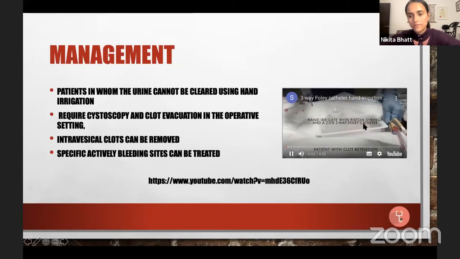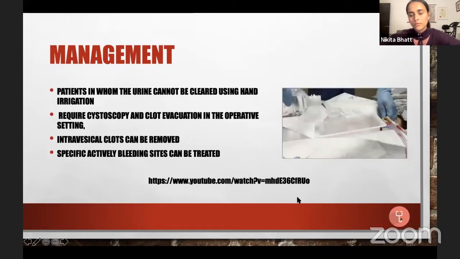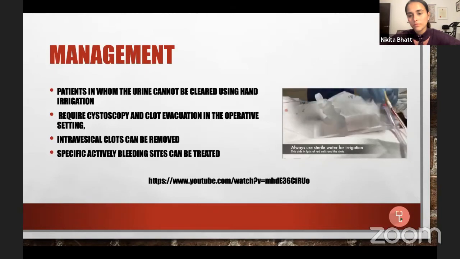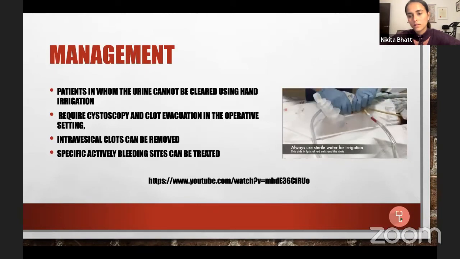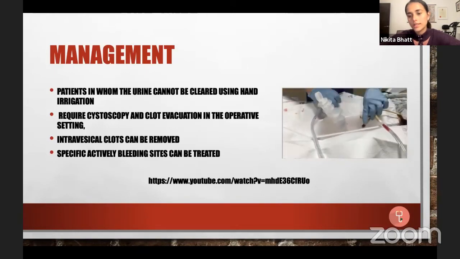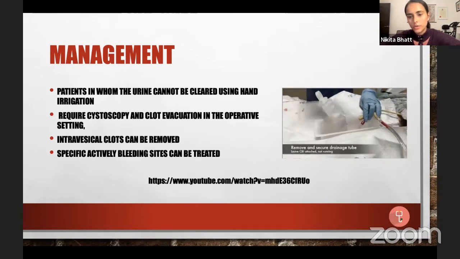This is Dr. Margolis. I'm going to try to explain how to irrigate a three-way catheter using a piston syringe. As you can see, the syringe has a hole at the end. So we call this the catheter syringe in the UK, depending whether you're doing it two-handed or one-handed.